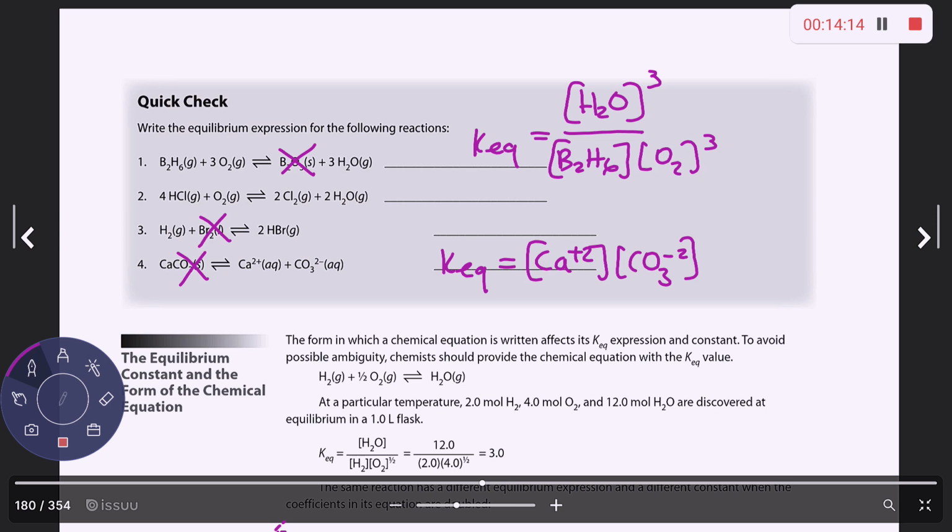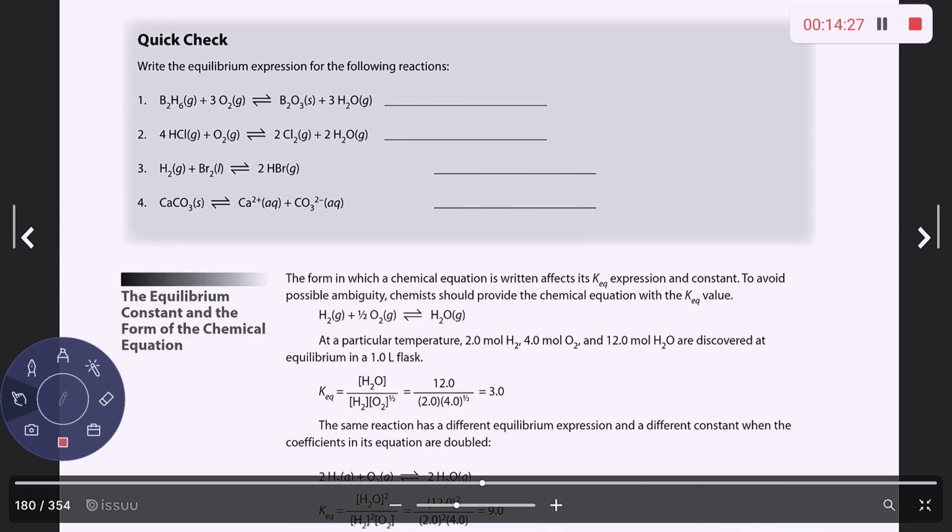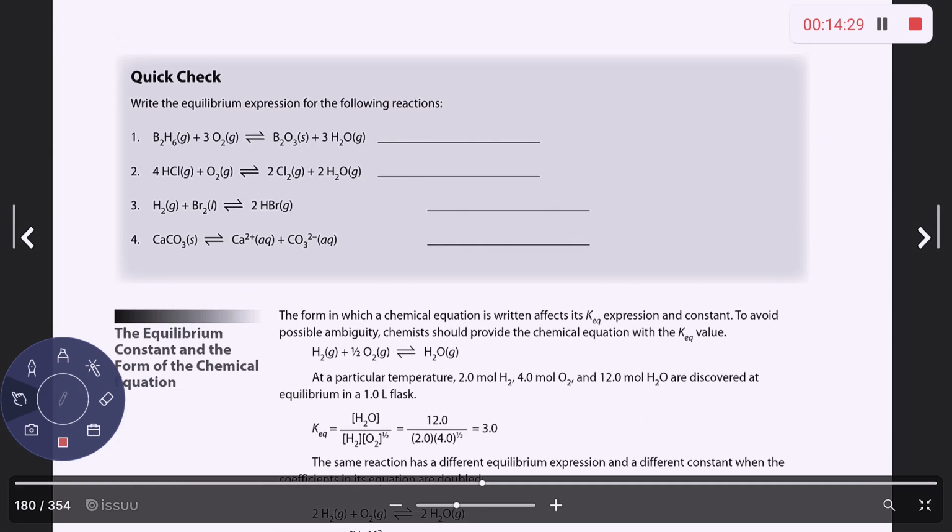Yeah. Okay, now let's talk about what happens to KEQ if I reverse a reaction or I multiply a reaction by a whole number or I divide it by a whole number. So here we've got, I better stop this, hold on.